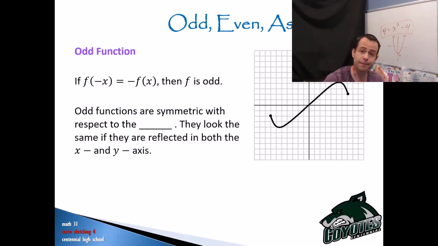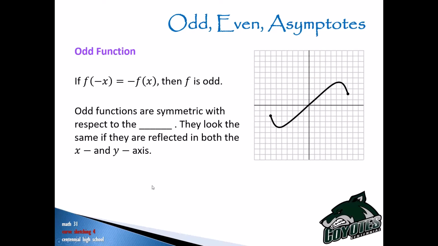Okay, an odd function: f of negative x equals negative f of x. So if f of negative x equals negative f of x, then the function is odd. And I've shown you an odd picture there. I'm just going to hide myself for a quick sec in case my big old head is in the way. Okay, there is an odd function. Odd functions are symmetric with respect to the origin. So essentially, they look the same as if they were reflected in both the x and y axis.